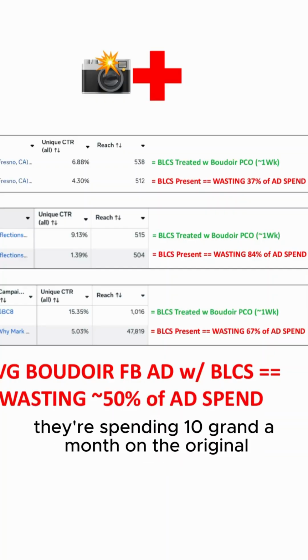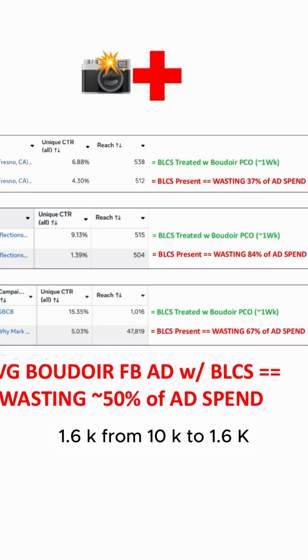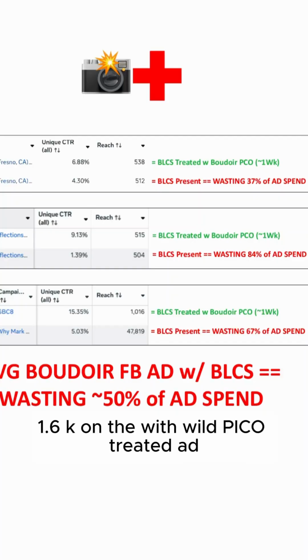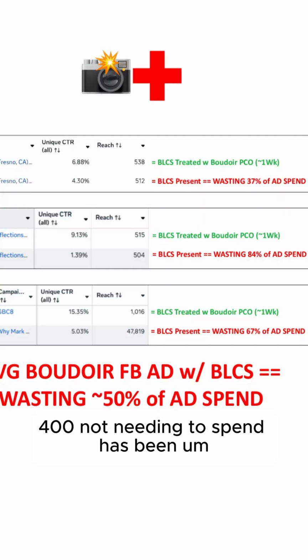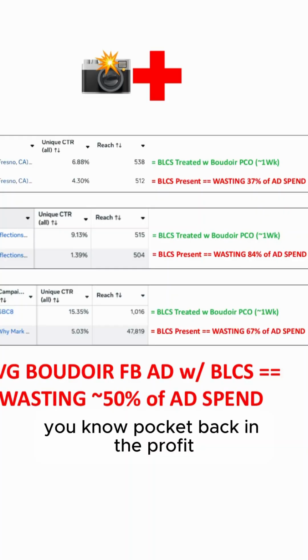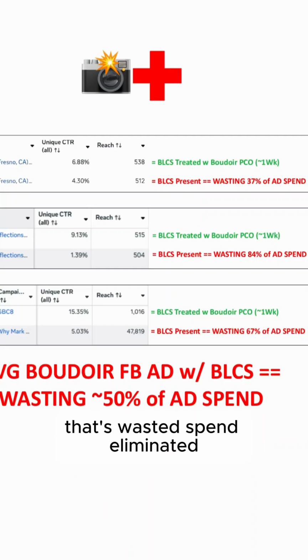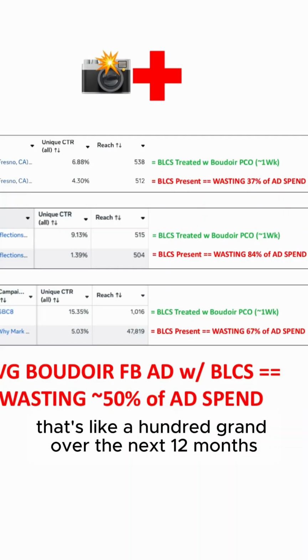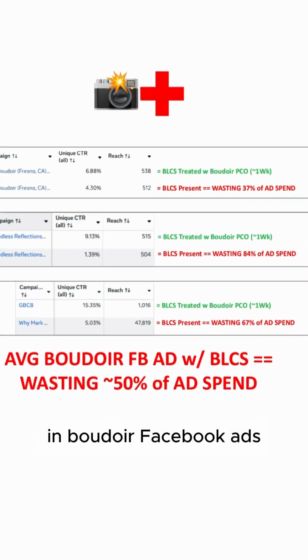So if they're spending 10 grand a month on the original, they now only have to spend 1.6K, from 10K to 1.6K, on the Boudoir Pico treated ad, and they'll get that into the same number of women's brains, both scenarios. So 8,400 not needing to be spent is pocketed back in the phantom profit because it doesn't need to be spent. That's wasted spend eliminated. That's like 100 grand over the next 12 months for the boudoir photographer that's spending 10K a month in boudoir Facebook ads.